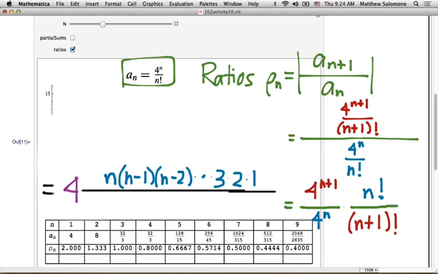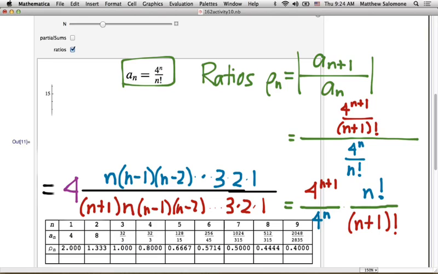And if that's what n factorial is, then what's n plus 1 factorial? It starts with n plus 1. And what's the next factor? It's n. And then it's n minus 1. And then it's n minus 2. And it ends in the same place that n factorial ended, 3 times 2 times 1.